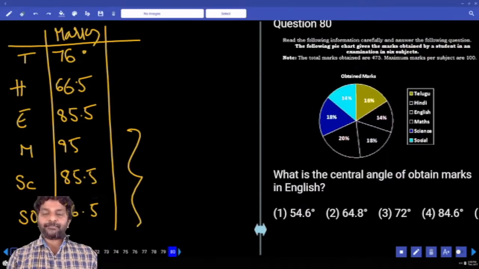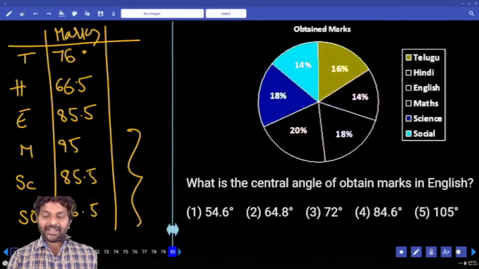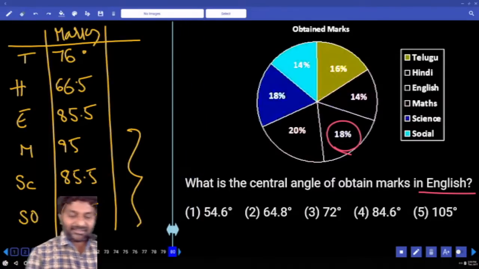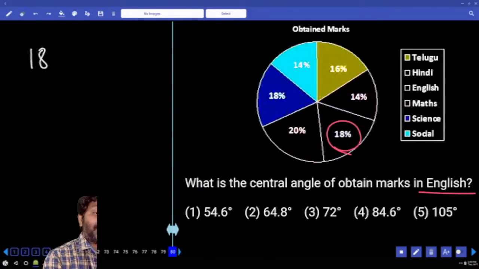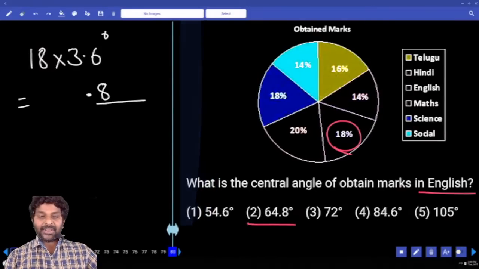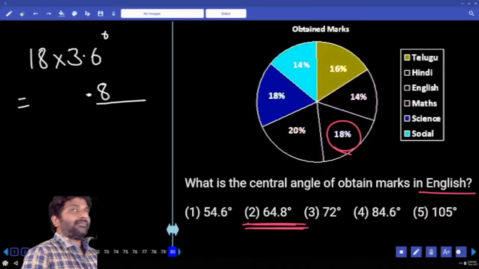Central angle, stop. Should it be a multiple of 9? How many options are there? Can it be first, second, third? There are multiple options. English means the third one. What percent? Where 1% value is 3 point something. After the decimal, what number should come? How many options are ending with 0.8? Only one. Over.